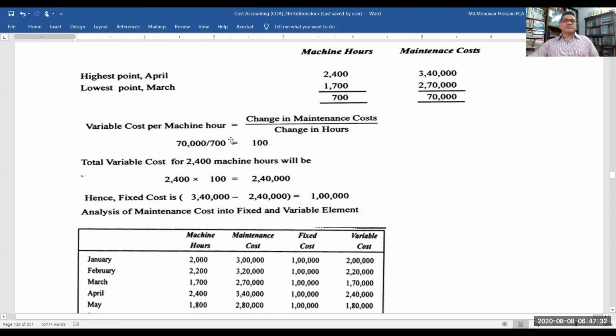So the variable cost per machine hour is the change in maintenance cost, that means 70,000, divided by the change in hours, 700. So it is 100 taka variable cost per machine hour. Now the total variable cost for 2,400 machine hours will be 2,400 multiplied by 100 taka, which is 2,40,000. So the fixed cost will be 3,40,000 minus 2,40,000, and we get 1 lakh. This 1 lakh is the fixed cost.